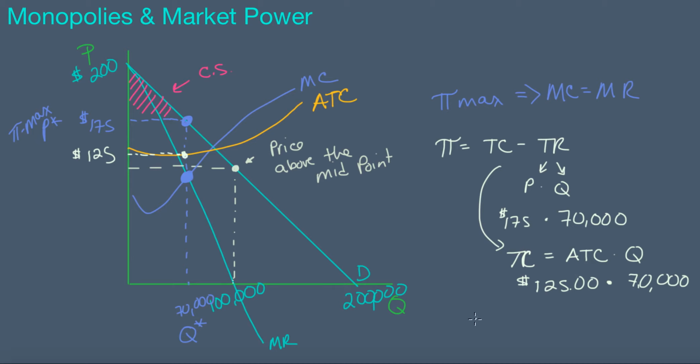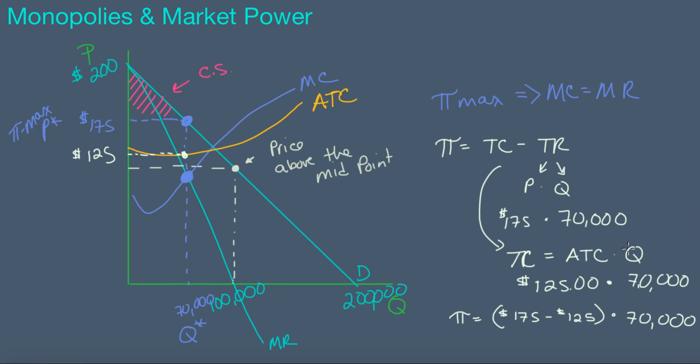One additional way that we can look at total cost, total revenue and profits is to say that profits are equal to the difference between what it costs them to make the unit and what they sell the unit for, times the number of units. So here the total profits would be $175, which is what they're receiving in revenue for every unit they sell, minus the $125 that it costs them on average to make each of those 70,000 units. Okay, so that's how we're going to see where a monopoly decides to profit maximize.